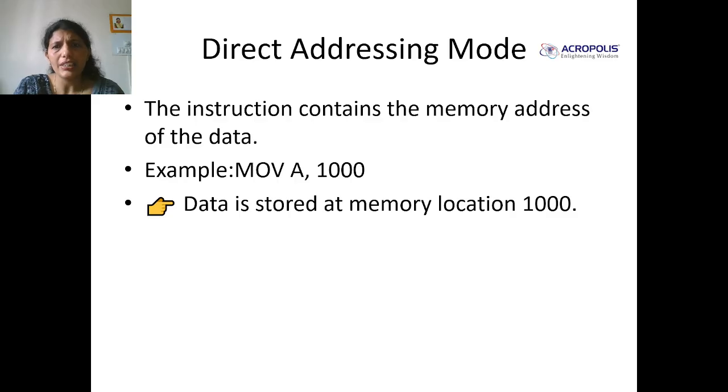Next is the direct addressing mode. The instruction contains the memory address of the data, meaning where our data is stored. Example, if I say MOV A, 1000. Here MOV is the instruction, A is the register, and 1000 is the address where our data is stored. Data is actually stored at memory location 1000.